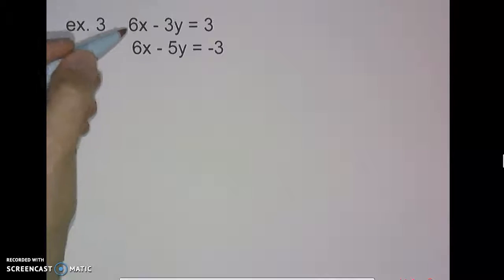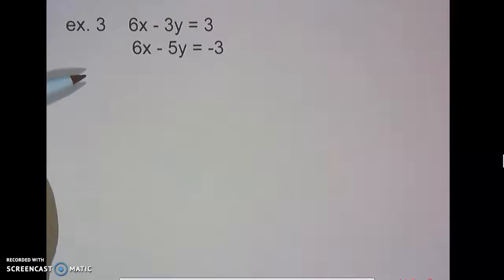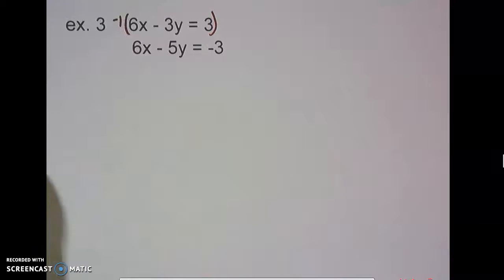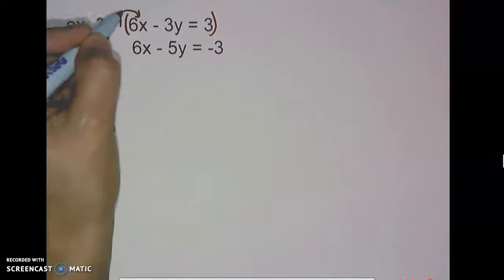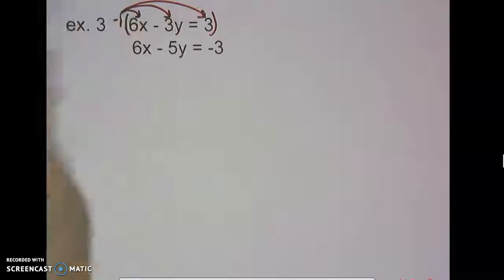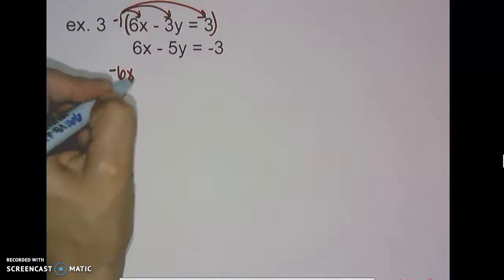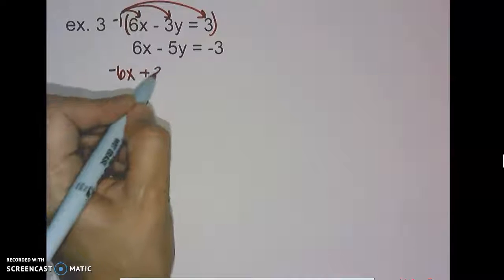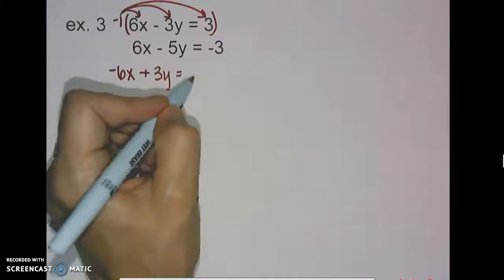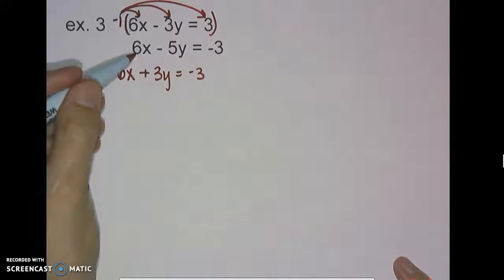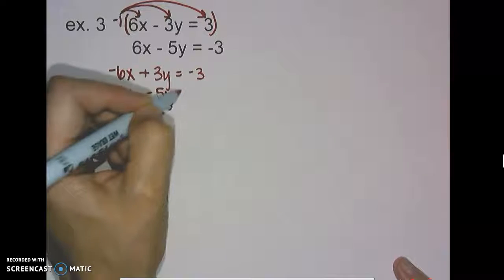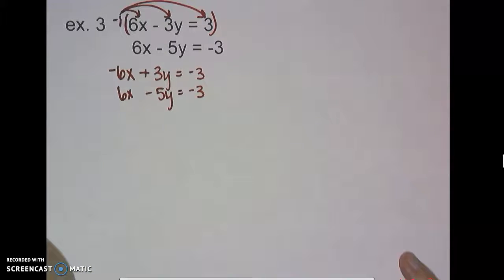Well, what we're going to do is multiply one of the equations by a -1. Now, it doesn't matter which one you choose to multiply by the -1, so I'm going to multiply the top equation by a -1. And when we do this, that -1 is going to distribute to everything inside. Every single piece. You can't leave any of them out. -1 times 6x is -6x. -1 times -3y is a positive 3y. -1 times 3 is a -3. The second equation we're not doing anything to, so we're just going to copy that down exactly as it looks.